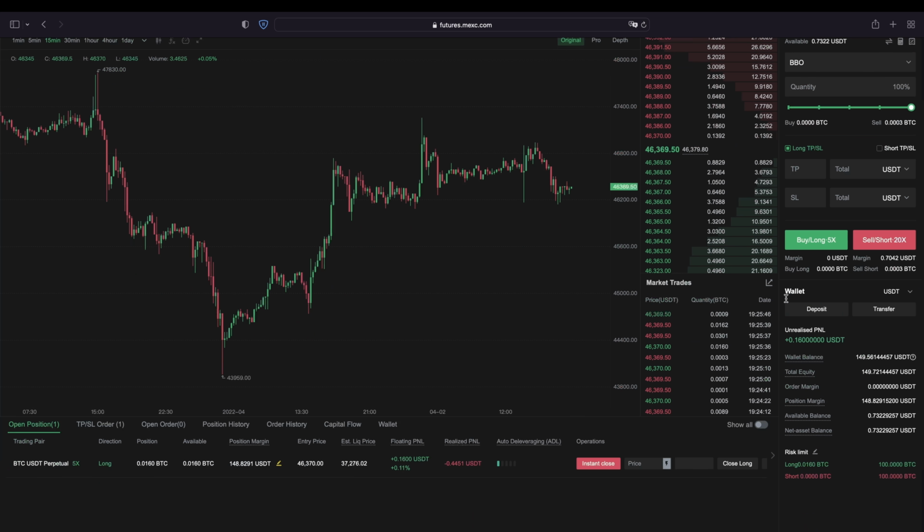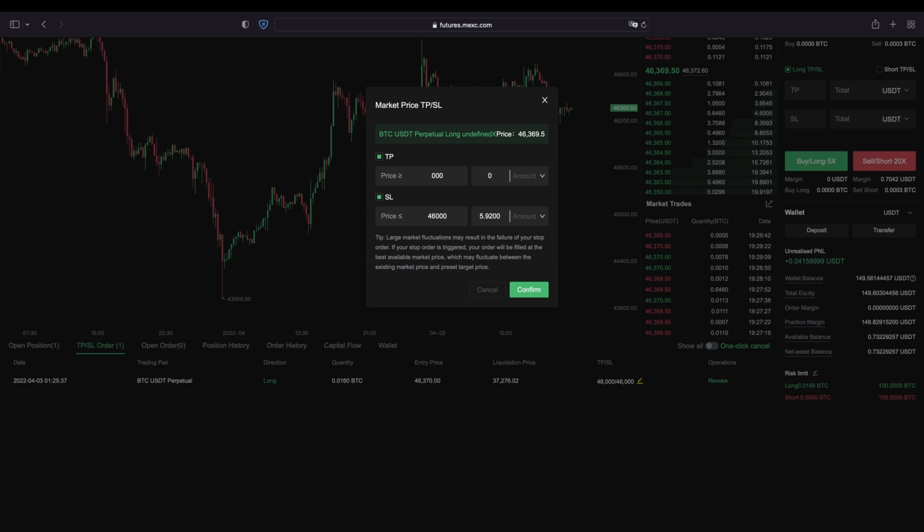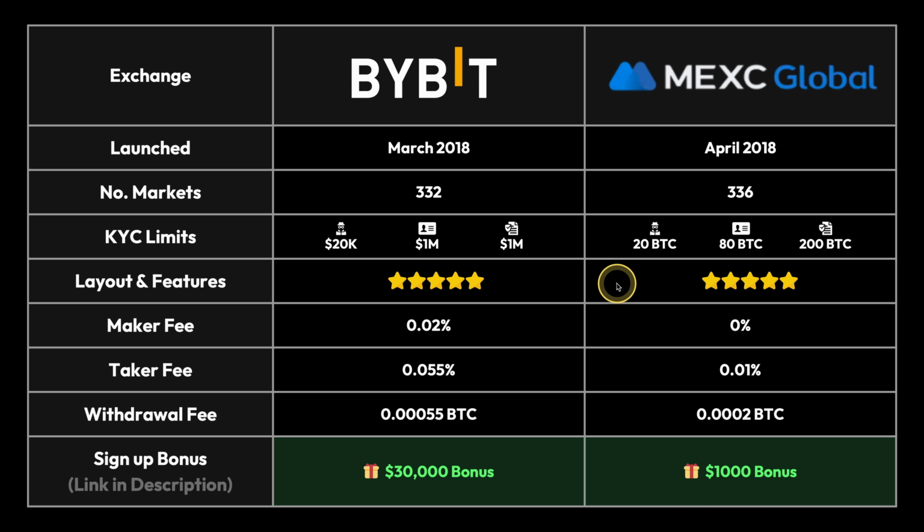When you open your position, as always, you can see down here all the information you need. You can see your take profit and stop loss here and also edit them at any time. And when closing your position, you can also choose how much percent you want to close and therefore take out only, for example, half of your position out. I personally really enjoy both of these layouts. They've even gotten a bit more modern lately, so I give both of them a 5-star rating.